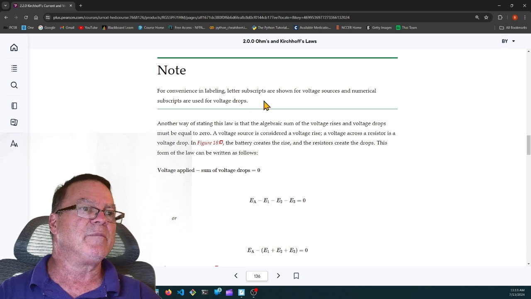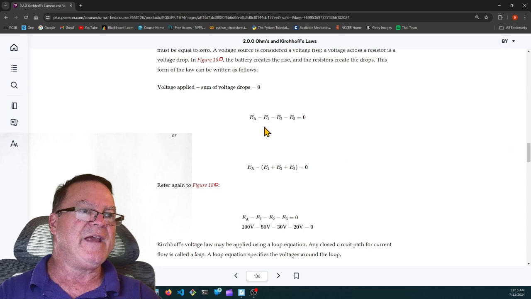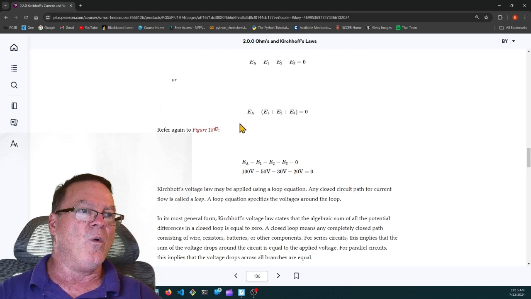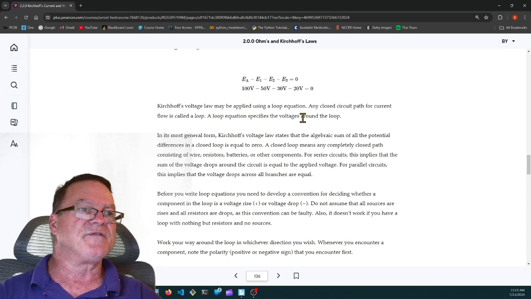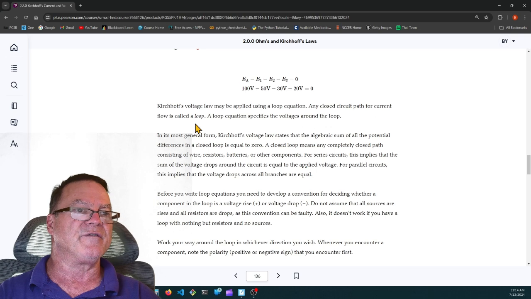Note, for convenience in labeling, letter subscripts are shown for voltage sources, and numerical subscripts are used for voltage drops. So EA minus E1 minus E2 minus E3 equals 0, or EA minus the sum of E1 plus E2 plus E3 equals 0. So Kirchhoff's voltage law may be applied using a loop equation. Any closed circuit path for current flow is called a loop. A loop equation specifies the voltage around the loop.